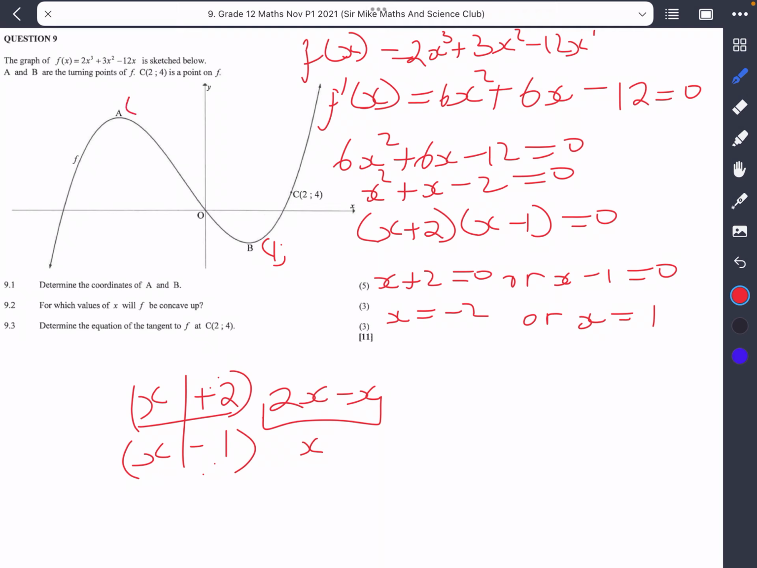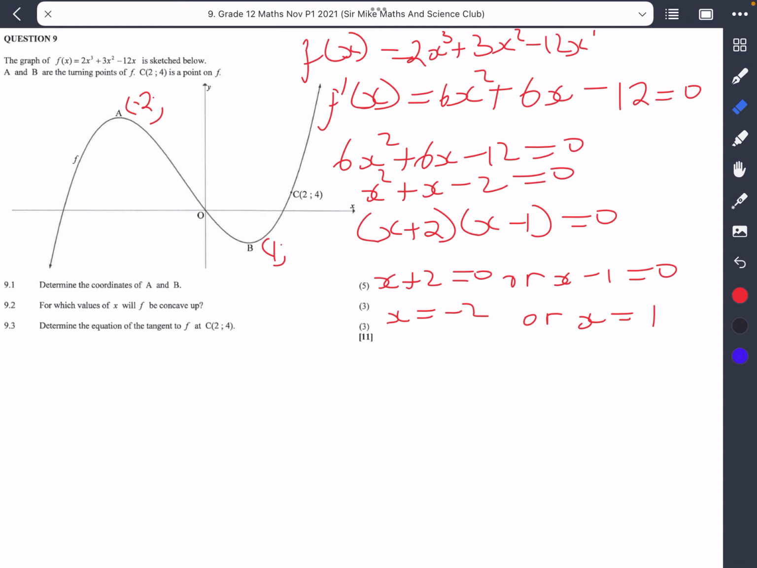Alright, so for A, we would have negative 2, but also we do not know the corresponding y coordinate for that. So what you would do next would be to take these x values that you got, and substitute them into that original equation to find the corresponding y values. So we have f of x. So what I'm just gonna do is substitute that.